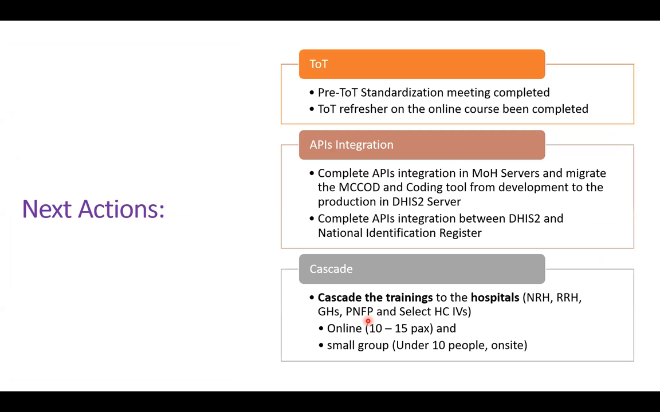In terms of our next steps, our major focus now is, one, to complete the integration between the DHIS2 and the National Identification Register so that we can have easy access to data on the details around the death from the national ID system, but also for the National Identification Register to be able to access the underlying cause of death so that they can issue death certificates as is mandated by law.